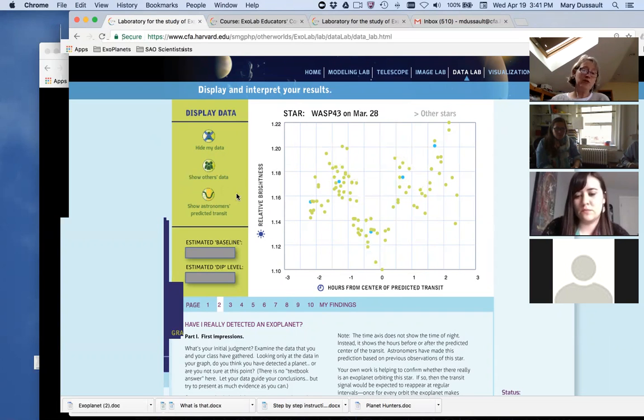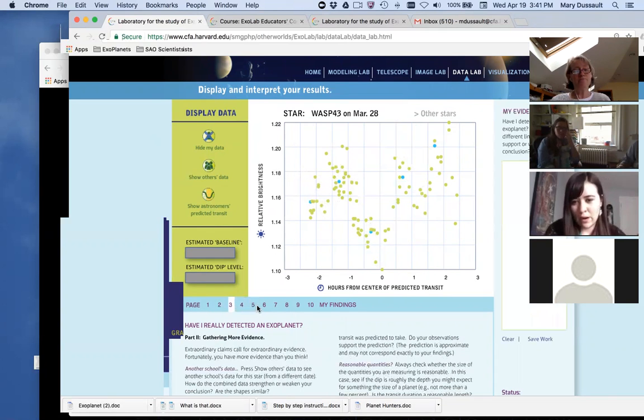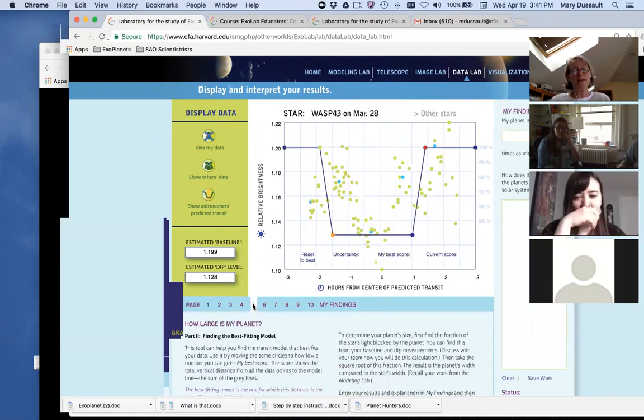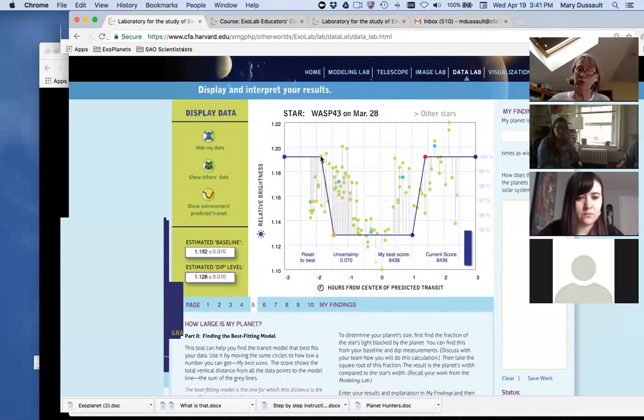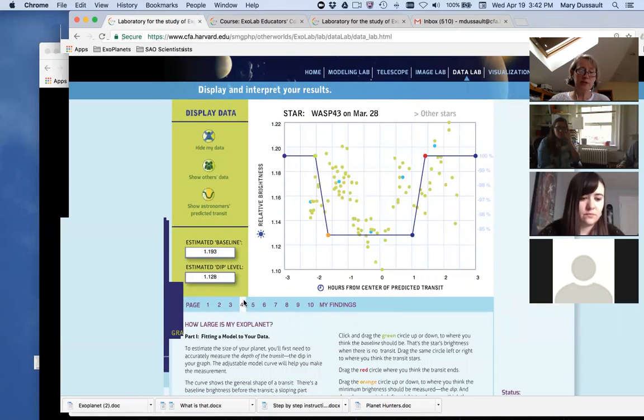So even though this might be your first light curve and you're not sure, am I really seeing a dip there? We have several lines of evidence. But the key thing the data lab has on page 5 is this model fitting tool. Oops, actually it starts on, let's go page 4, on this model fitting tool.